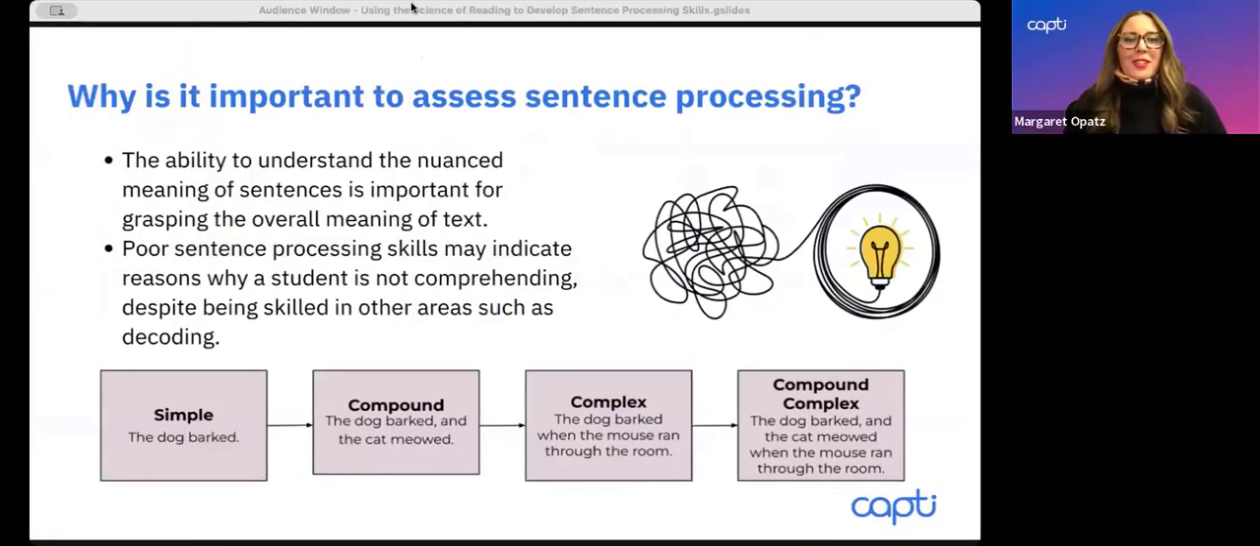All right. Well, thanks, Ryan. As we're just about near the end here, I just want to address that it is really important for us to be able to assess sentence processing skills because we want to be able to see if students can grasp meaning at that sentence level. We know that poor sentence processing skills may indicate that the student has trouble comprehending. So we've gone over several strategies that you could use to support students in developing their sentence processing skills.